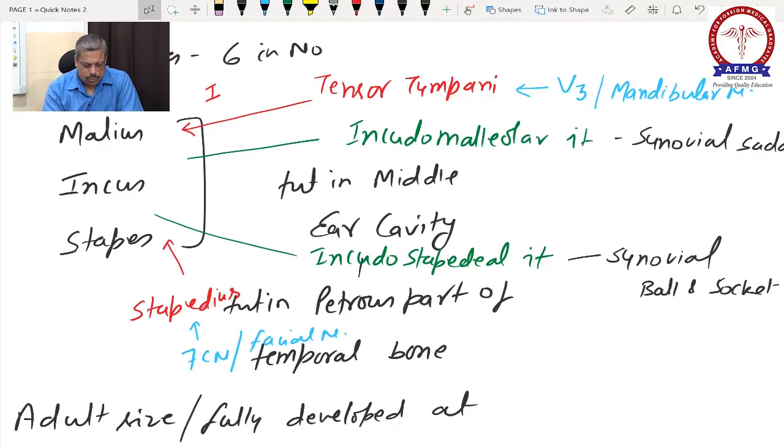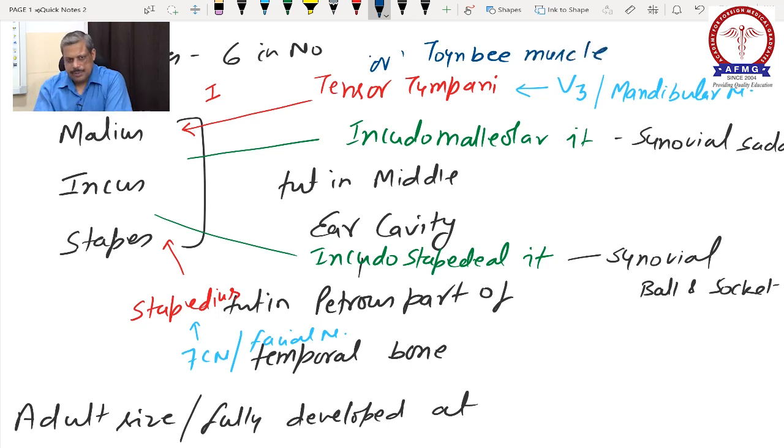Now come back here. So two muscles are inserted at the ear ossicles. At the malleus, it is tensor tympani, and this tensor tympani is more popularly known as Toynbee muscle. In the DNB examination, this name is frequently asked, Toynbee muscle. It is the tensor tympani muscle. So this is all about the ear ossicles, which are part of the skull bones, and very interestingly, these ear ossicles are present within the middle ear cavity.